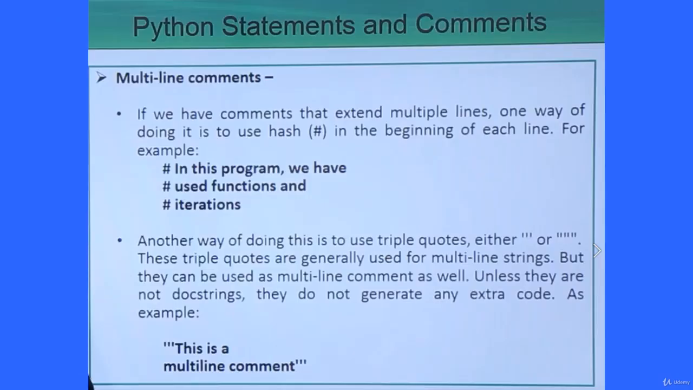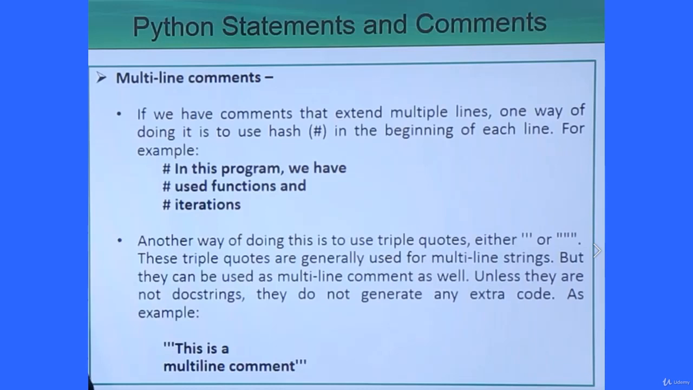Whenever you need to write multi-line comments, that means multiple lines in the comment block, if we have comments that extend over multiple lines, one way of doing it is to use the hash symbol at the beginning of each and every line. Consider this one. Here we have a multi-line comment. In this program, we have used functions and iterations. It can be done this way, where at the beginning of each and every line we put the hash symbol.